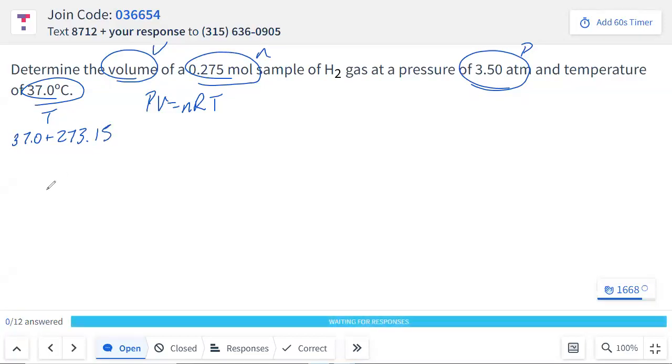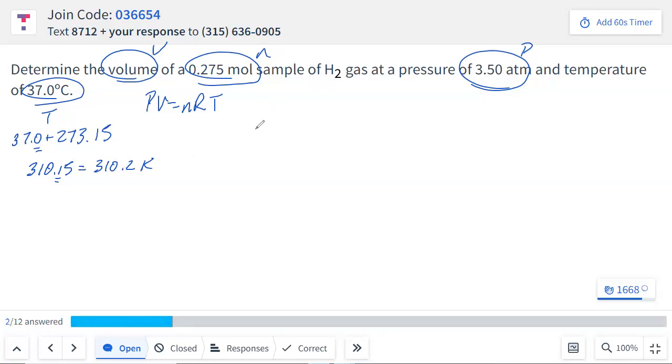Since I was given a decimal value, I'm going to need to extend my 273 to 273.15. 37 plus 273.15 gives me 310.15, which I need to round to just one decimal place because there was only one decimal place here. So 310.2 Kelvin is my temperature.